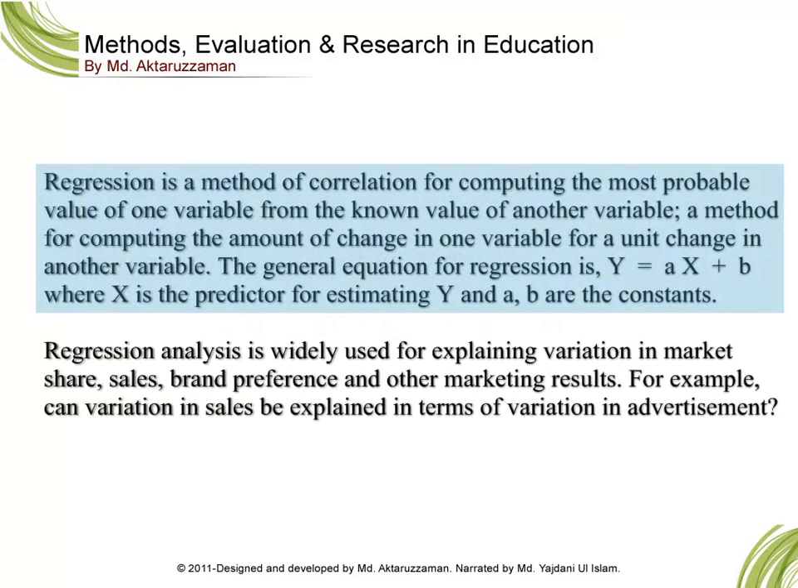Regression is a method of correlation for computing the most probable value of one variable from the known value of another variable, which is also a method for computing the amount of change in one variable for a unit change in another variable. The general equation for regression is y equal to ax plus b, where x is the predictor for estimating y and, on the other hand, a and b are simply constants.